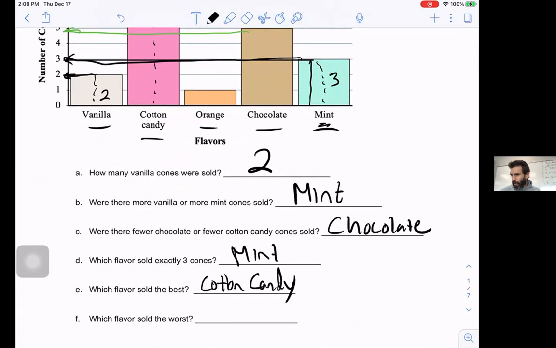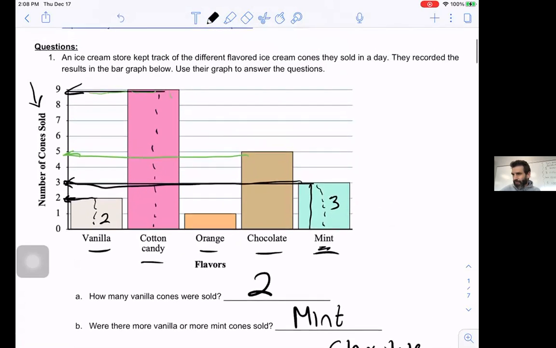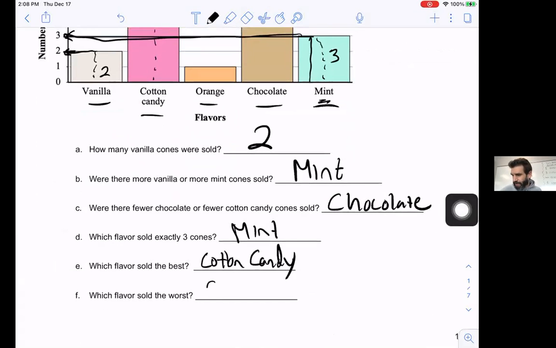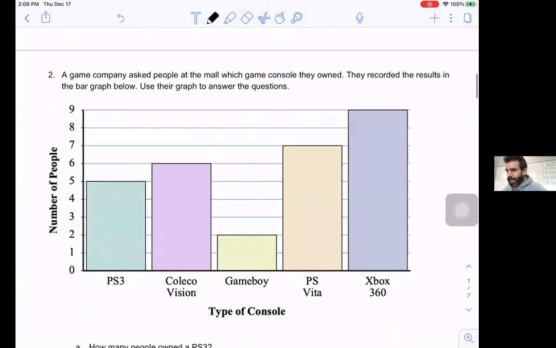Which flavor sold the worst? So I'm looking for which one sold the fewest number of cones. So this was the independent, the x-axis was the flavors. The thing we measured, or they measured here, was the dependent variable, the number of cones sold. And I can see that orange only sold 1 cone on that particular day. So orange sold the worst. Orange. Okay.